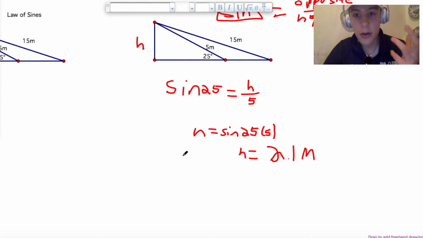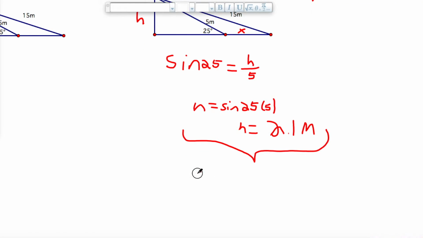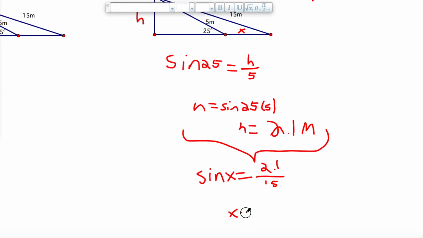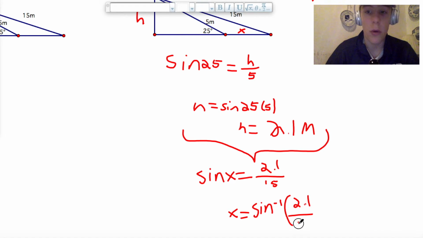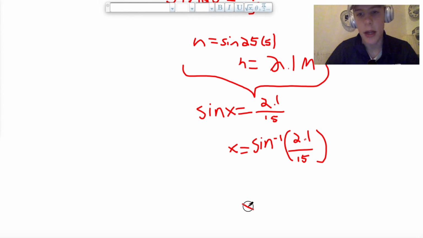Now, using the height that we found, we can use sine again, just like we just used. So we'll have used it twice to find the angle. So this time we'll be using inverse sine again. Sine x equals 2.1 over 15. So x equals the inverse sine of 2.1 over 15. And just like before, x equals 8.05.